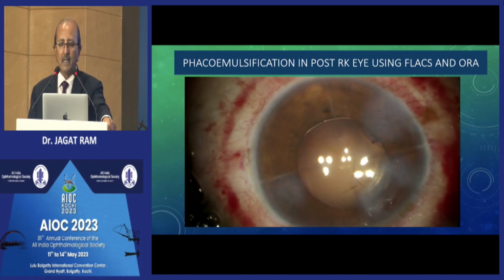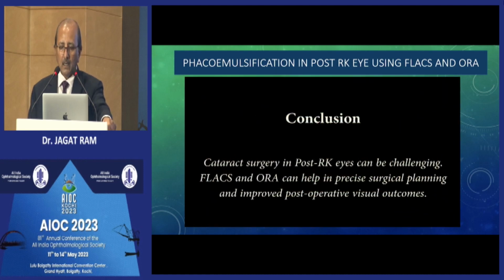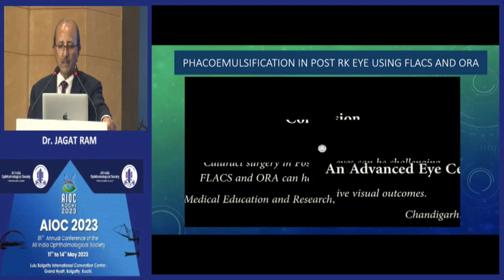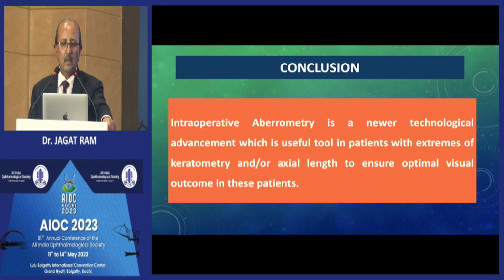These are the RK patients who most of the time have post-operative residual hypermetropia. So that has to be corrected, or it appears to be a little more accurate compared to other formulas. So in conclusion, intraoperative aberrometry is a newer technological advancement which is a useful tool in patients with extremes of keratometry or many of the post-operative situations. Thank you very much.